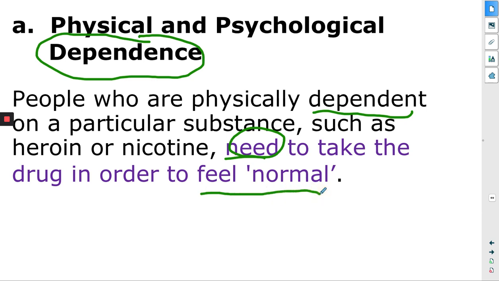Okay, so a sign of dependence is about this idea that there's something, in this particular case a physical substance, heroin, nicotine, in order to feel normal. Now, you've probably grown up knowing the difference between need and want, and this is deliberately using the word need. In order to feel normal, I need the substance. In order to feel normal, I need the behavior. Okay, so that's what we're looking at in terms of dependence.